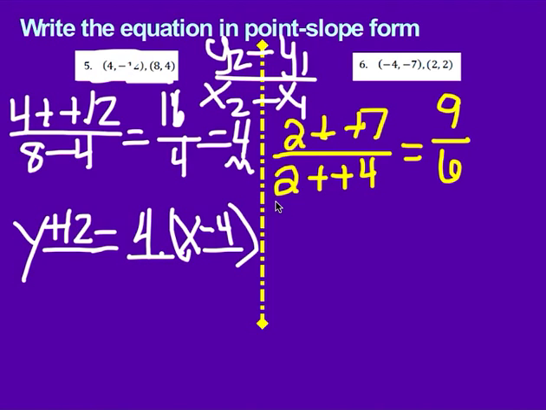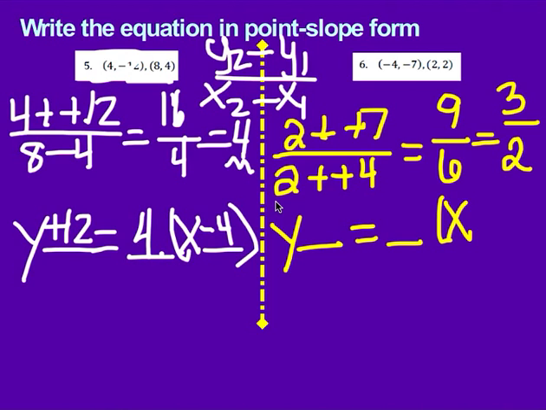Now 9 and 6 are both divisible by 3. So since they're both divisible by 3, I'm going to divide them both by 3, and I'll get 3 halves. So then I can put that in point slope form. Now remember I said it doesn't matter what point you use, so let's just pick the second one, okay?